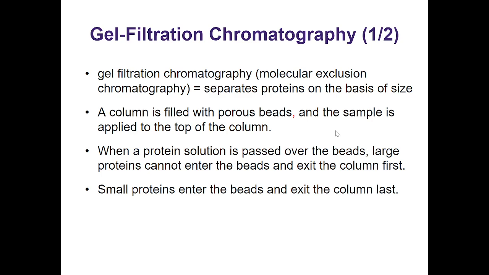So a column is going to be filled with porous beads. The sample is then applied to the top of your column. Notice we're doing something very similar to this in the next few weeks, just with pigments instead of proteins. Wait, I think actually some of the pigments are proteins, if I remember. Never mind. We're doing something very similar to this, period. Anyways, we aren't using porous beads, though. There's the difference. So when a protein solution passes over the beads, the large proteins cannot enter the beads, and they'll exit the column first.